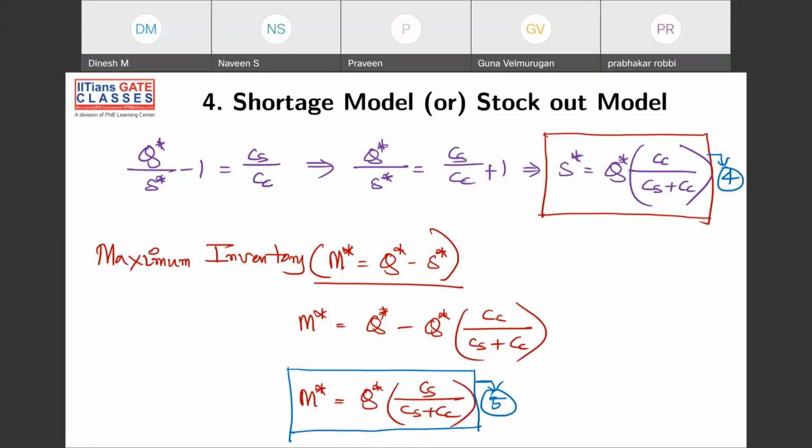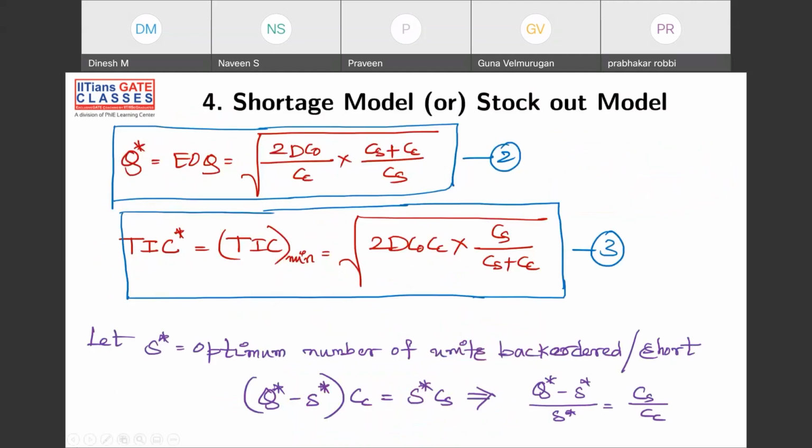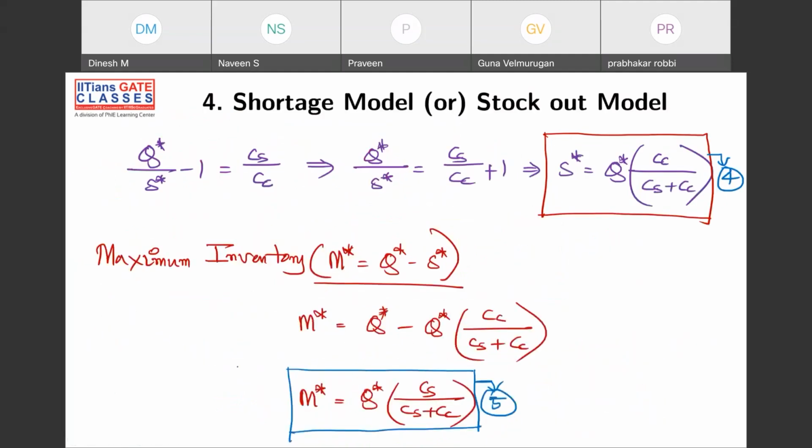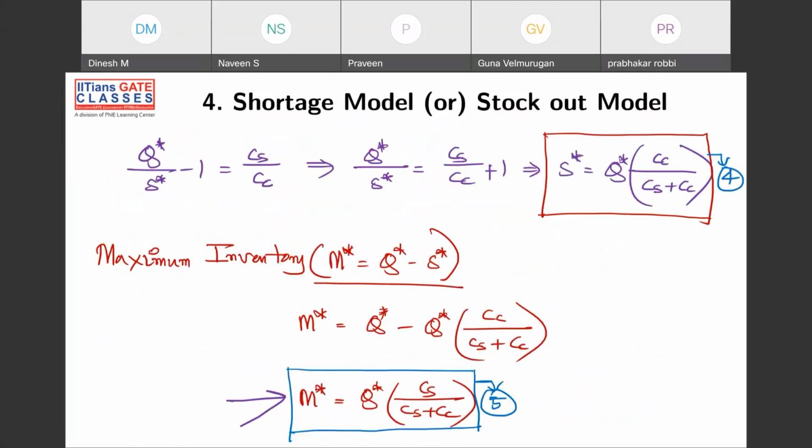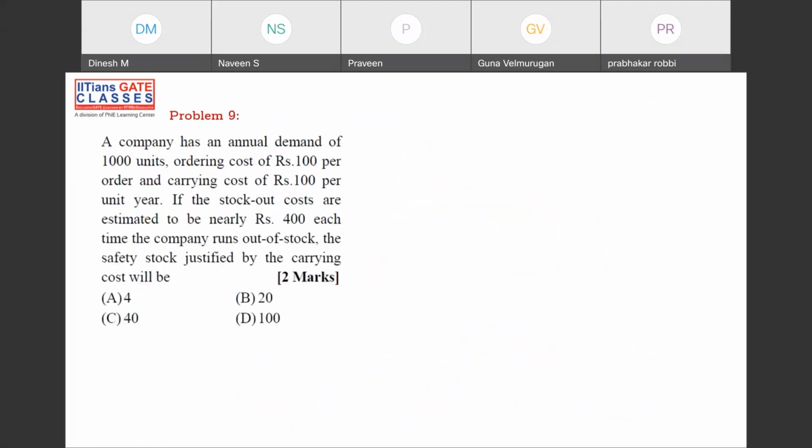So what are the formulas that you have to remember in this model? This one, and this one. If you want, you can take a snapshot of this, or revisit the video and take the snapshots, or pause the video and write the formula down as well. Very important formulas. Now let's solve this problem.